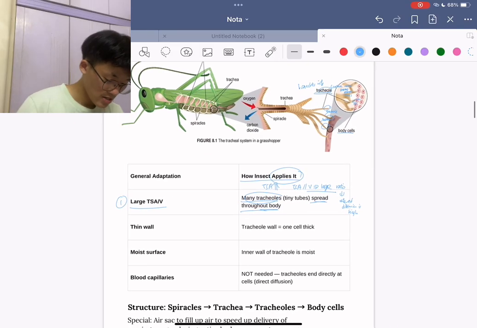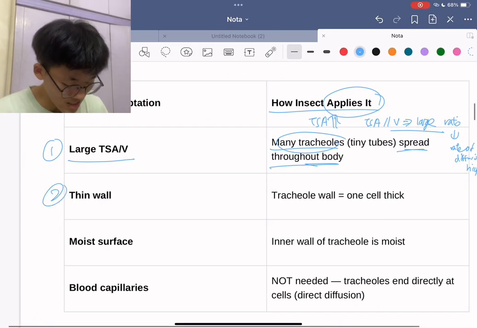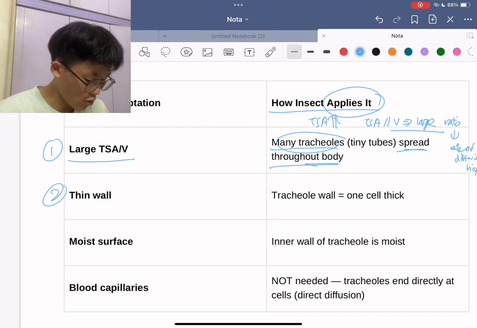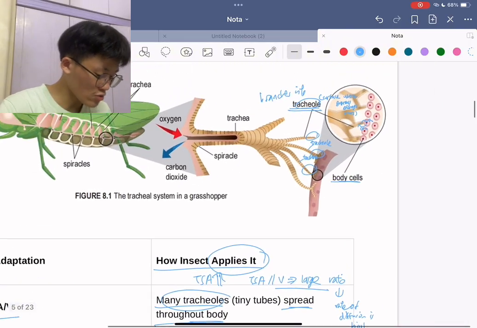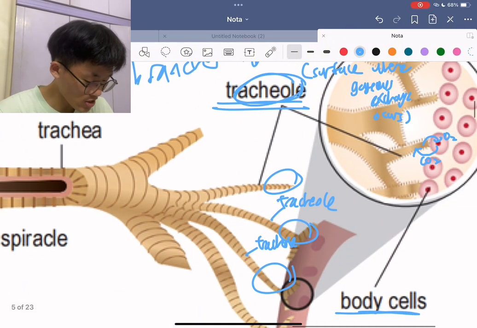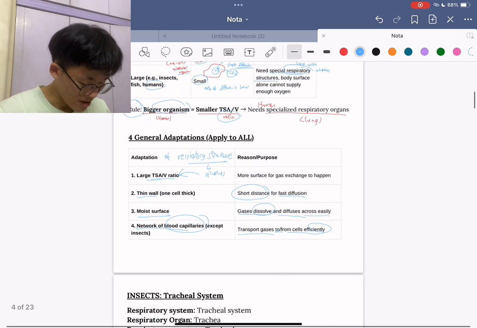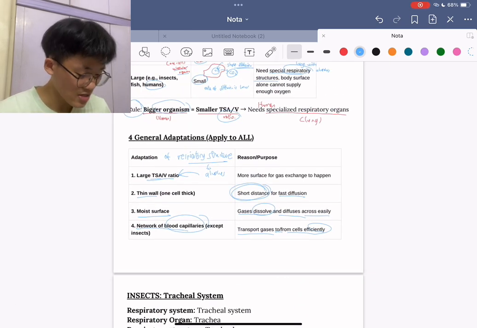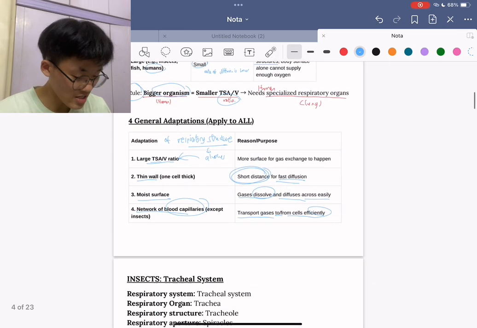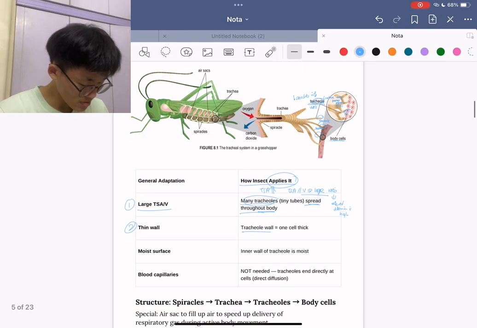Yes. The second adaptation is a thin wall. Of course, the tracheole wall is one cell thick. For what? For a short distance, for fast diffusion. This is the reason, this is the purpose.